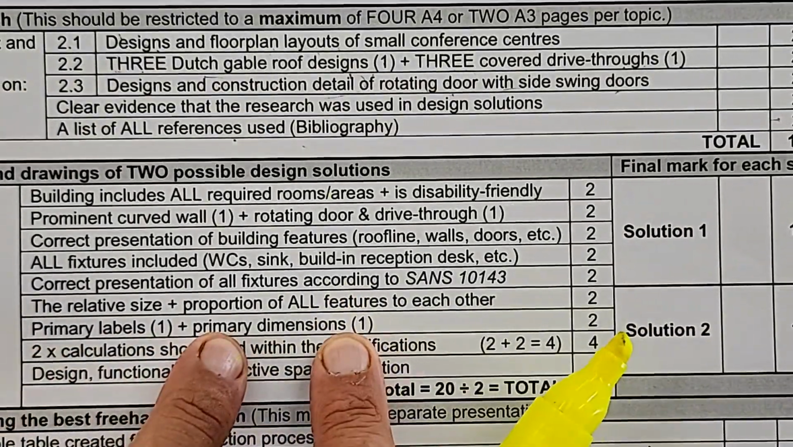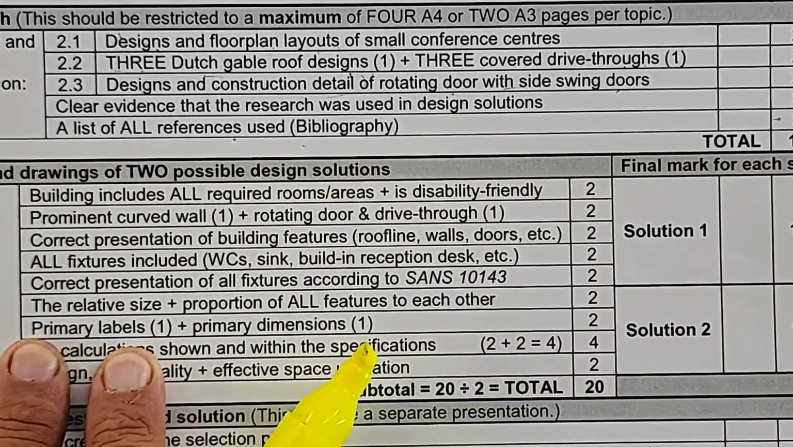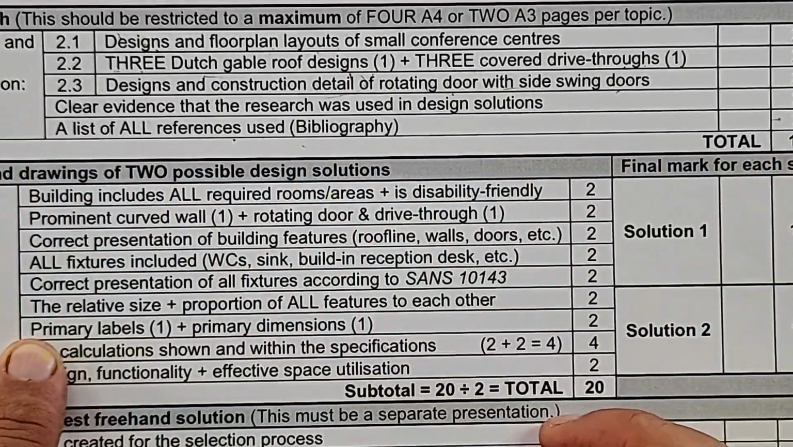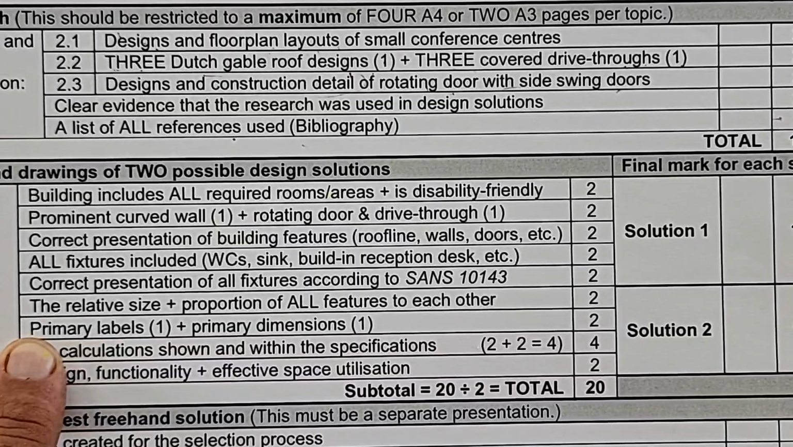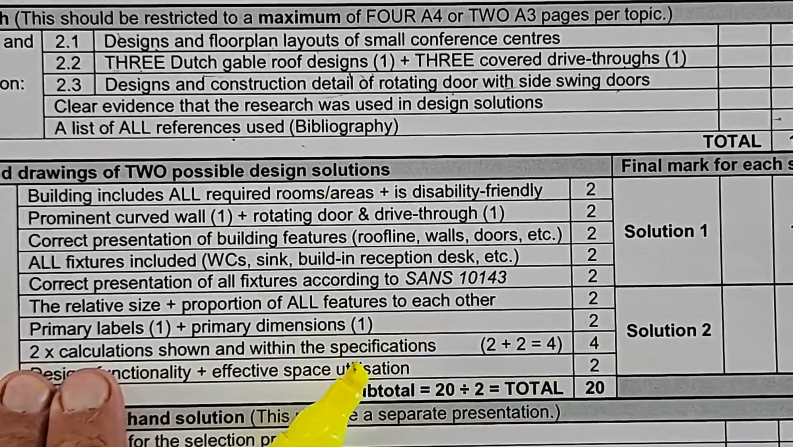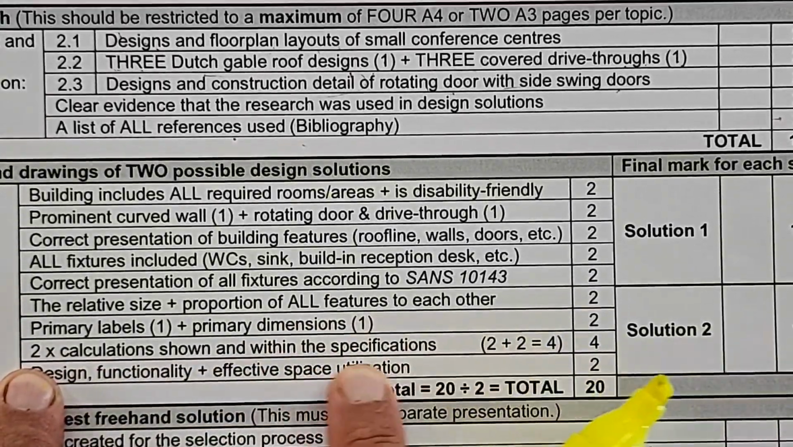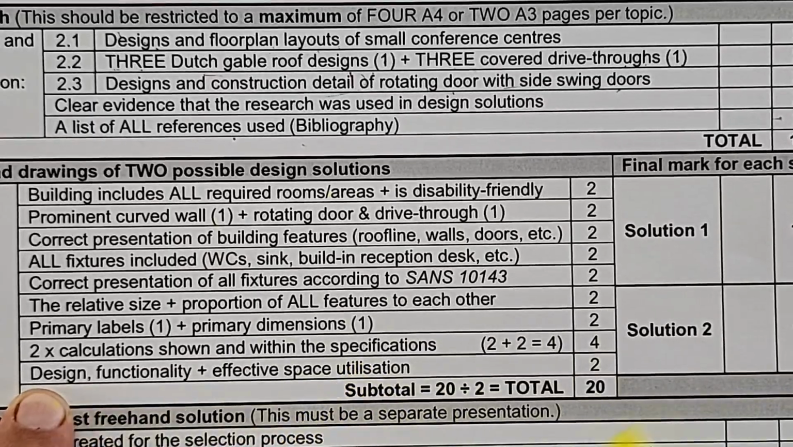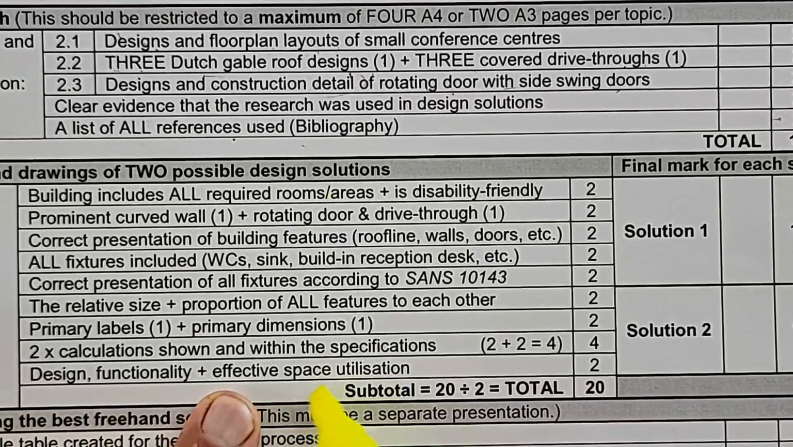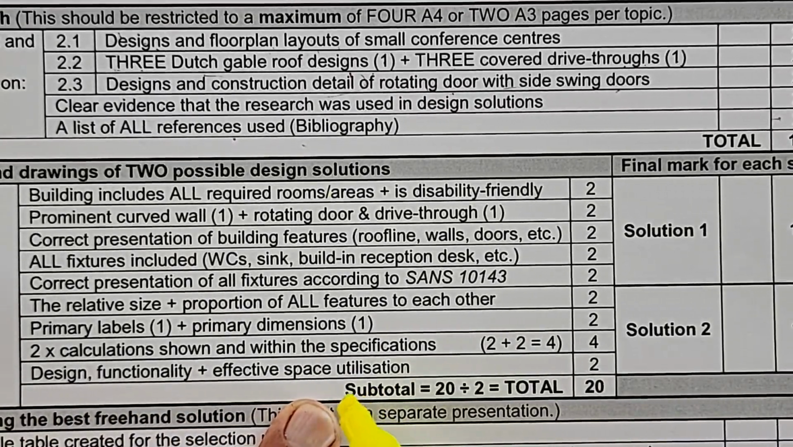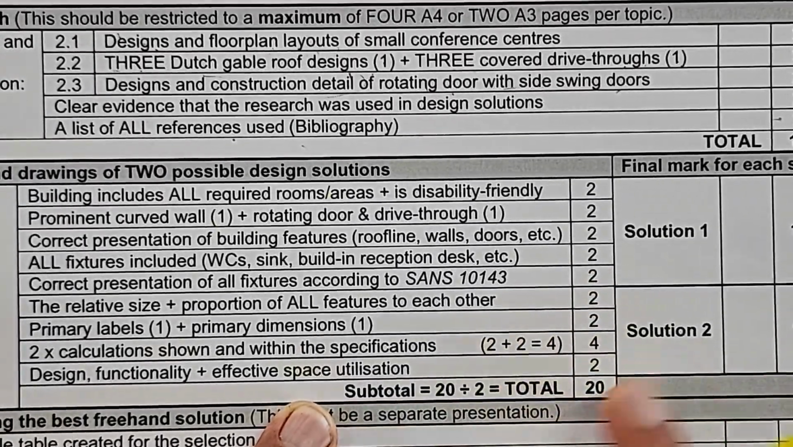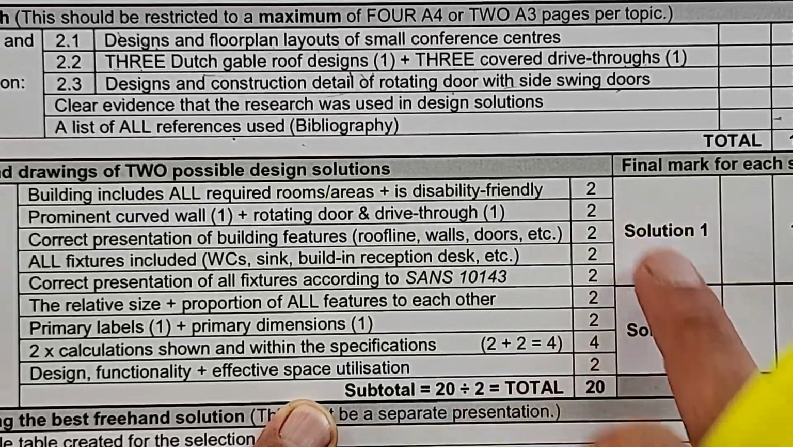Primary labels, primary dimensions. So what's primary labels? It's conference room 1, conference room 2, all right? Kitchen, serving counter, the primary labels. That's the labels, dimensions, the size of those, just the overall size. And then the 2 calculations that they've shown must be within the specifications. Then this is our judgment. Is your design functional and an effective use of space? Is it utilized correctly? If so, you get your 2 marks there. That's a total of 20 for each solution. That's divided by 2, so you're going to get 10 or 10.